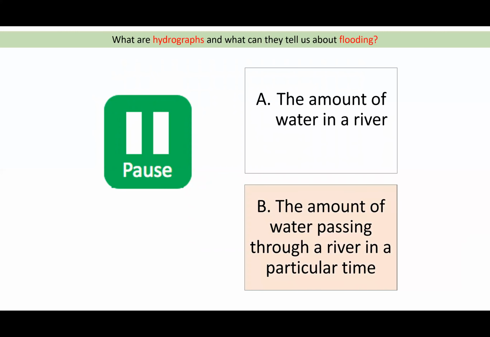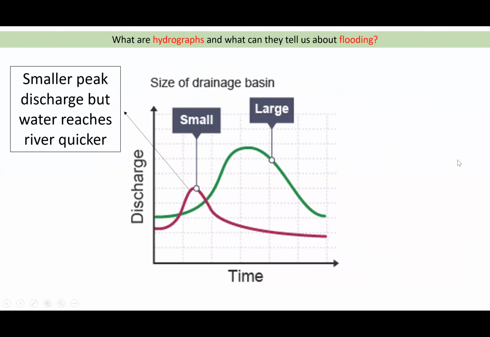It's B, the amount of water passing through a river in a particular time. If you just write this in an exam, then you won't get the full mark. You must mention the link to time with discharge.